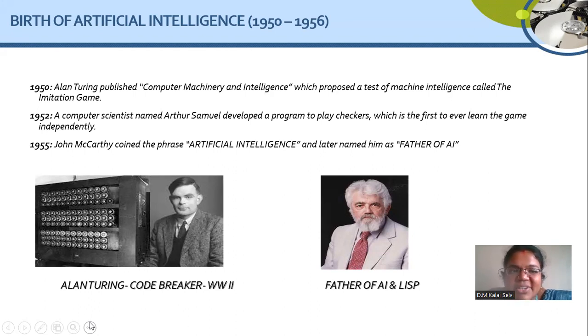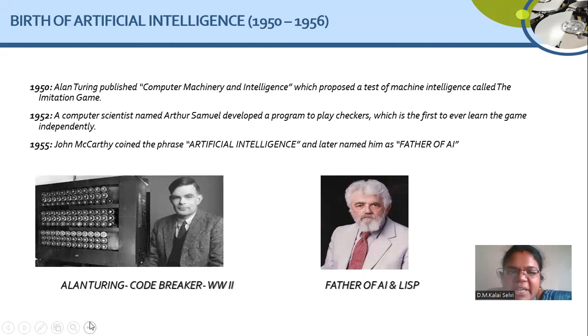It began in 1950, when Alan Turing published Computing Machinery and Intelligence in a conference. In this paper, he proposed a machine intelligence test called the imitation game. The imitation game is, suppose the person is laughing, the machine will laugh. If the person is crying, the machine will cry. Like that, how the human does an action, the same will be imitated by the machine. Alan Turing launched this imitation game in 1950.